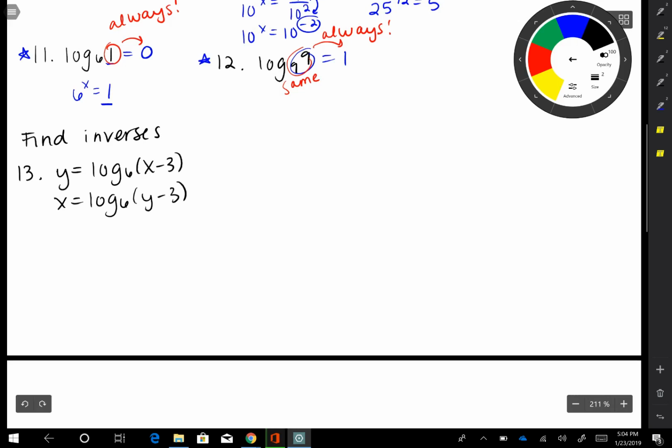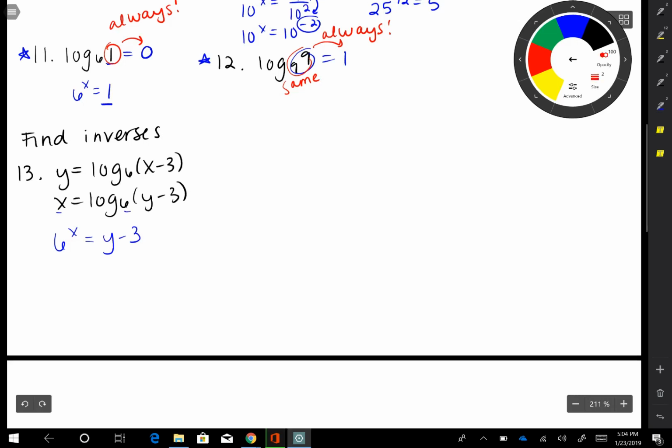All right, second rule, make sure your log is by itself. And it is. That y minus 3 is inside it, so it is by itself. So third rule, switch forms. Okay, so it's in log form. We're going to switch it to exponential form. The base is 6. The exponent is x. So you're going to go 6 to the x equals y minus 3.